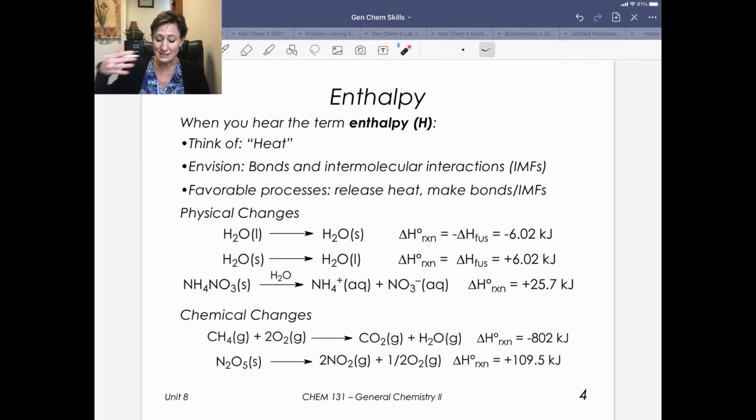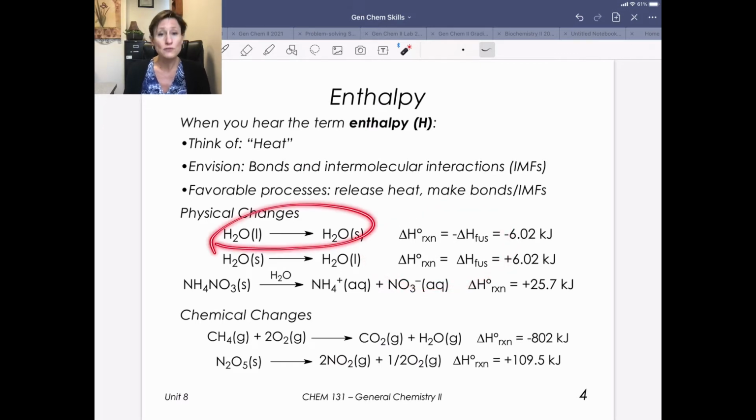Those are processes that go downhill in energy. If you're releasing heat, that means your system is being lowered in energy and the excess energy is given off as heat. So we can think about physical changes having enthalpy changes, right? We've talked about the delta H of fusion, right?